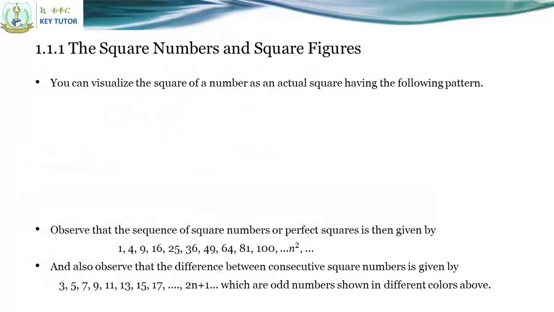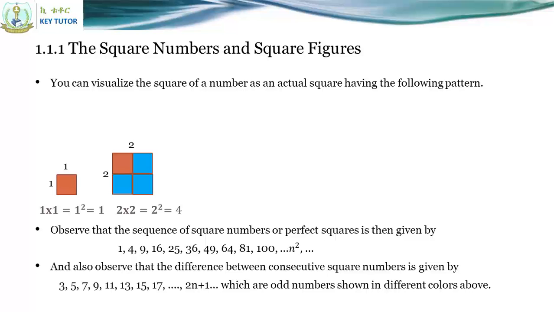The square numbers and square figures. I think you can imagine that there is some relation between square numbers and square figures. Let us discover the relation. Take a square figure which is 1 by 1. Its area is 1 square unit. And now take a figure which is 2 units by 2 units. Its area is 4 square units.